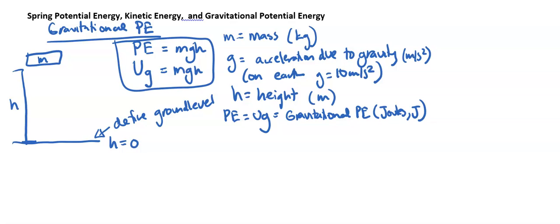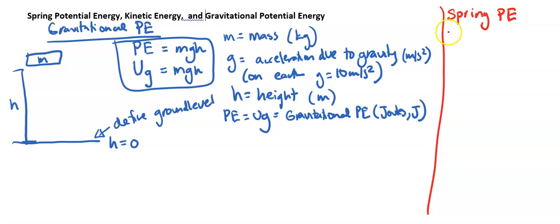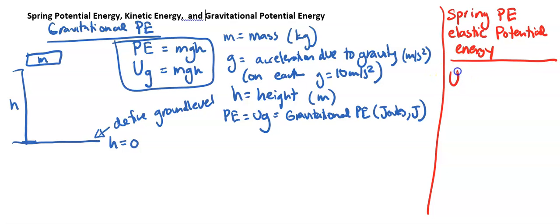So let's go ahead and go on to spring potential energy. Another name for spring potential energy is going to be elastic potential energy, just because I think of springs as stretchy things, they have a lot of elastic in them. So, okay, the equation for spring potential energy is going to be U_s, where U stands for potential and s stands for spring, equals 1/2 kx squared. I'm going to go ahead and explain a couple of those things.